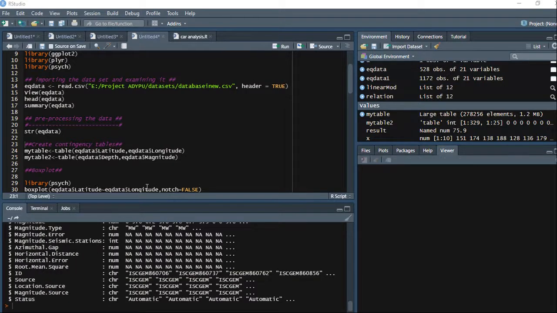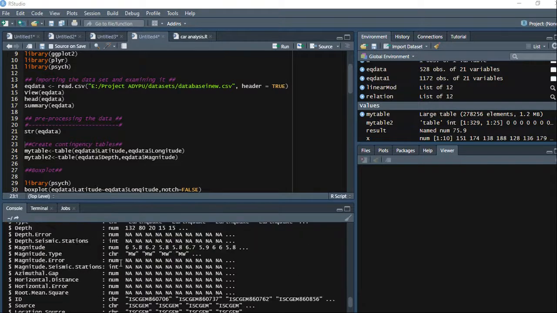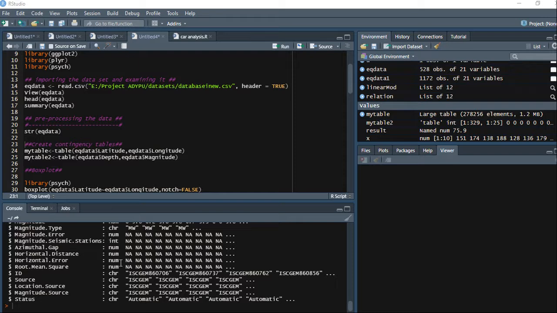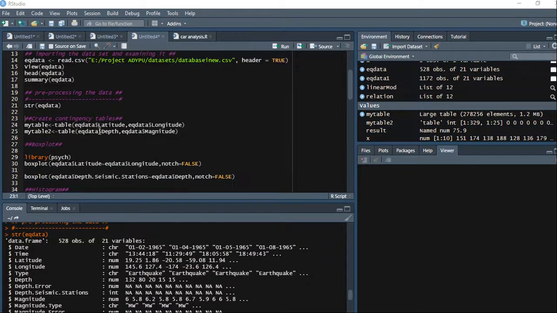What this str function does is it compactly displays the structure of an arbitrary R object. Let us have a look at that. It basically tells us whether the variable is a character or a number or a factor. So we can have a look at that. Let's move on. I have created a table of latitude and longitude, and again I have created a table named table 2 for depth and magnitude.